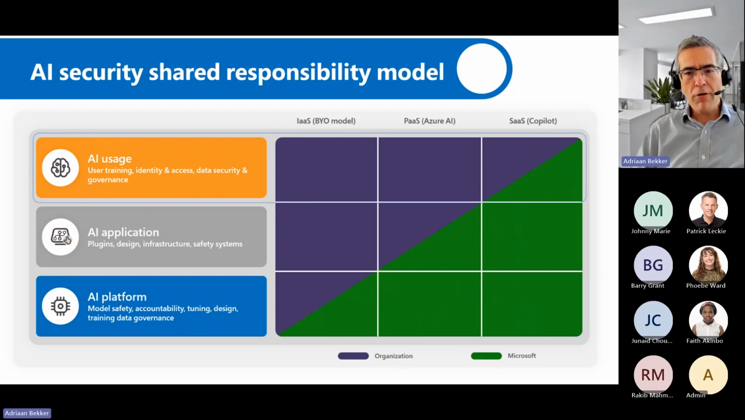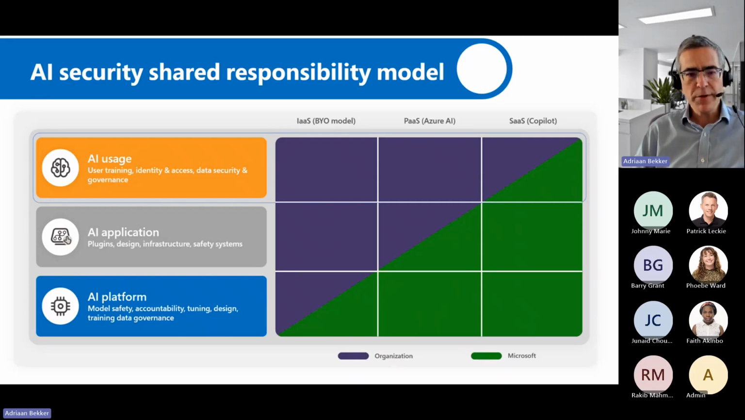But that doesn't absolve the organization from the responsibility of running software as a service and Copilot. You are still responsible for training your users on how to use it. What do we expect you to do with the software? What type of questions do we want to ask? How should I use it best as I move forward?